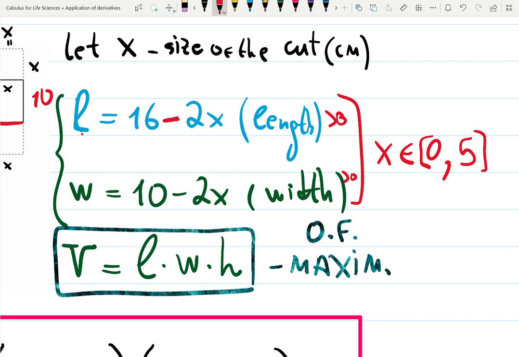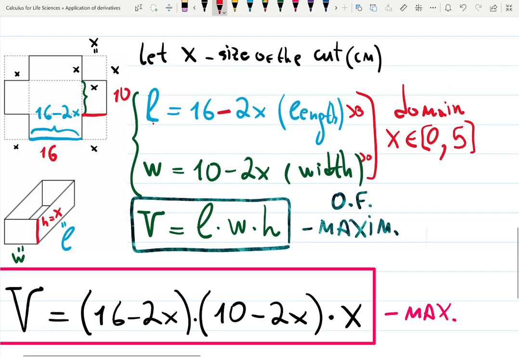If it is 5, width will be 0. You will cut exactly half of the width. Think about it. From both sides, it will be half of the width. There's no width. If you cut 8 over here, it also will make it 0, but you cannot cut 8 here because 10 minus 16 is negative. So domain showed up. Domain is the natural restriction for this applicational problem, which is how much I can cut.